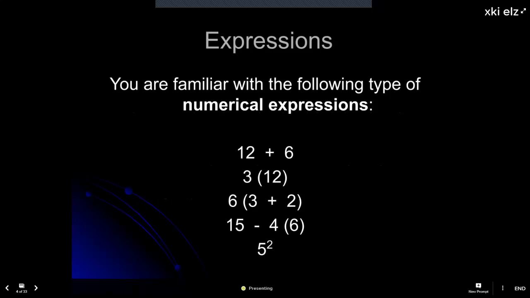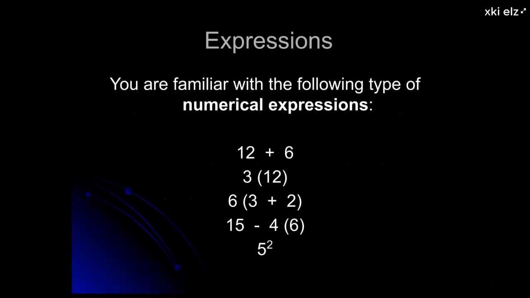All right, so these are expressions. And these are just numerical expressions, meaning they don't have any letters in them. There's no algebra here. So 12 plus 6. You can see we have 2 numbers, 12 and 6, and they're adding, so we have that operation. So it is an expression. 3 and then parentheses 12. When we have those parentheses, we know that we're multiplying the 3 times the 12.